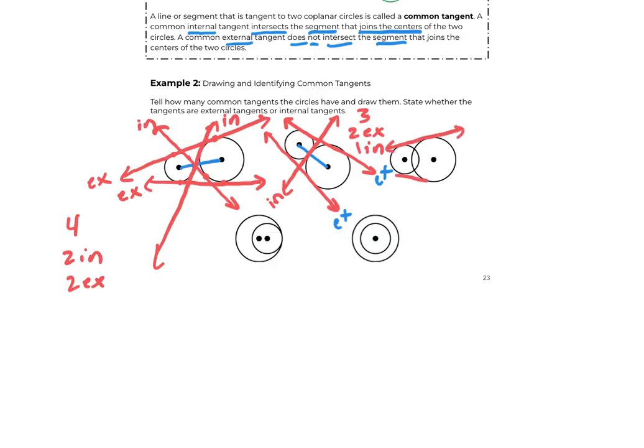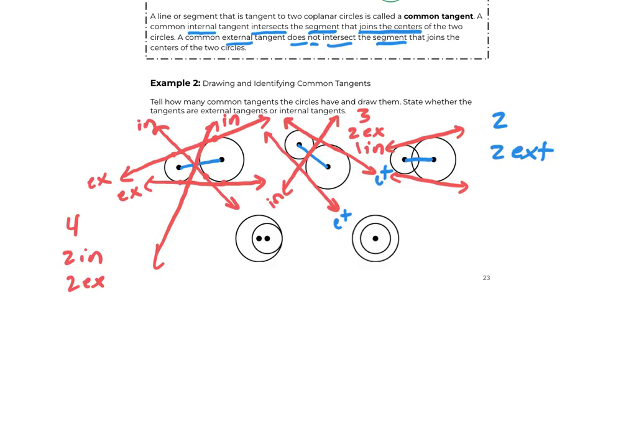Okay, this one here. I can't draw a tangent here that touches only at one point because, for instance, if I did this, I'm going through the circle at 2 points, right? So that doesn't work. It can only touch each circle at one distinct point. So this one has 2 tangents, and they are both external. No internal.